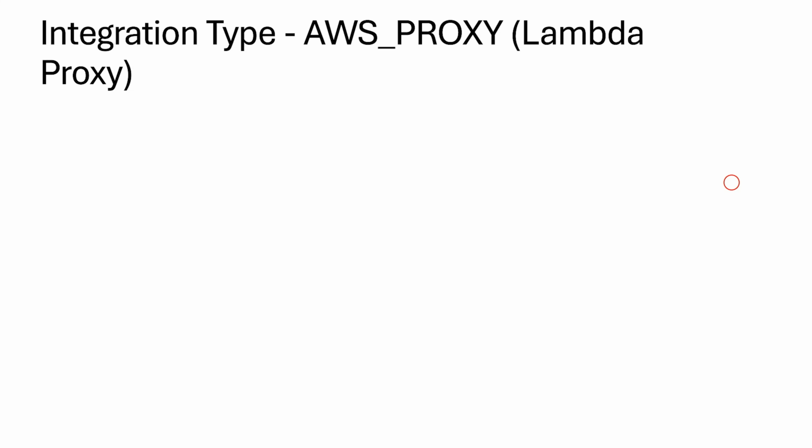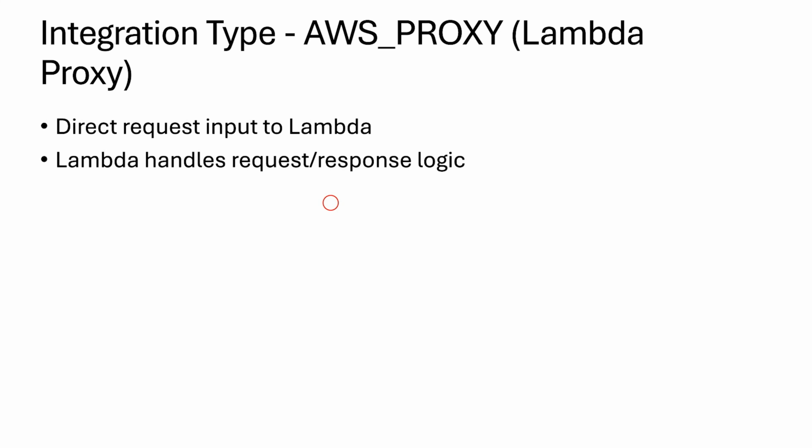Moving on to the next integration type, that is AWS proxy or Lambda proxy. Until now, whatever we have been using is AWS proxy only. All the hands-on we have seen is AWS proxy only. In this, we direct request inputs to Lambda. In this setup, the incoming request from the client is passed directly to a Lambda function, and the Lambda function is responsible for handling the logic of both request and response.